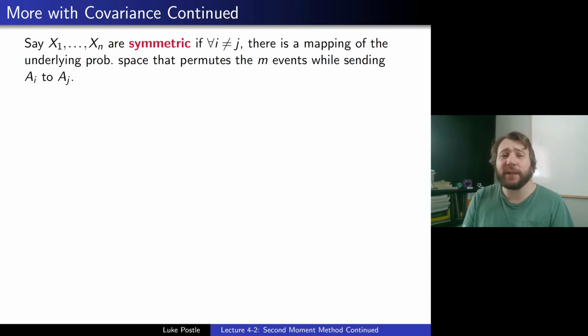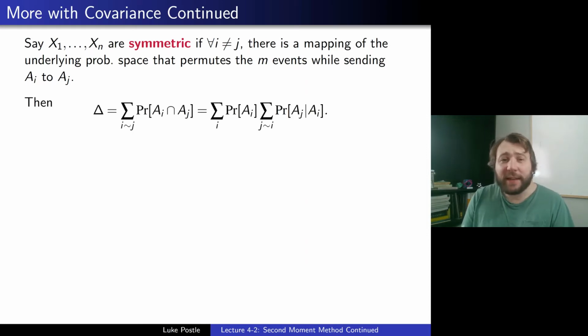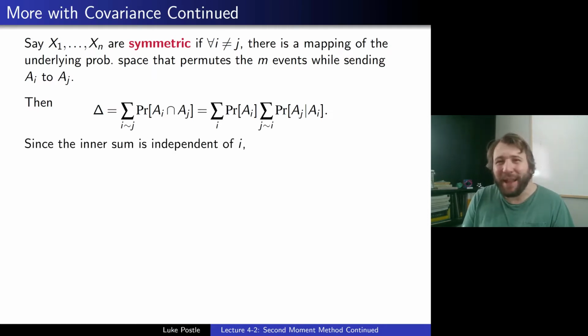And now in this case we can develop that formula a bit more, because then delta, which is the sum over i tilde j of the probability of Ai intersect Aj, can be rewritten as the sum over i of the probability of Ai, then summing over j tilde i of the probability of Aj conditioned on Ai. As you might know, the probability of Ai intersect Aj is the probability of Ai times the probability of Aj conditioned on Ai. But if you stare at that formula, what you'll notice is that that inner sum is independent of i, and that comes because of the symmetry, right? So it doesn't matter which Ai, that sum will be the same no matter the i, since they're always symmetric.